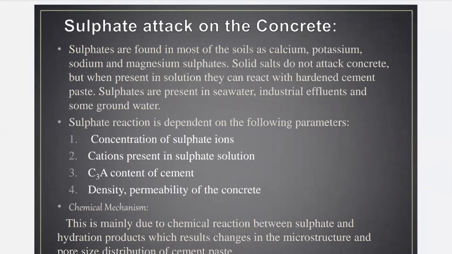Okay, so sulfate attack on the concrete. Sulfates are found mostly in the soil: calcium, potassium, sodium, and magnesium sulfates. How many types of sulfate are there? Calcium sulfate, potassium, sodium, and magnesium. Solid salts do not attack concrete, but when present in solution, they can react with the hardened cement paste. Sulfates are present in seawater. I am telling you, carbonation, sulfates, and acid attacks generally occur in seawater. Hence, it is a major problem. Deterioration is a major problem in the case of overseas structures.